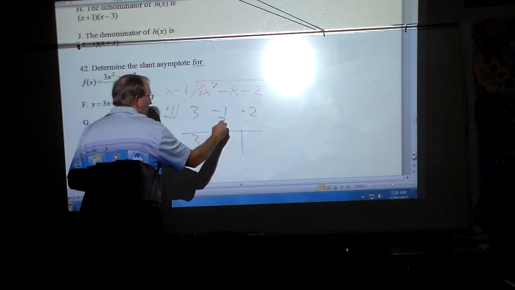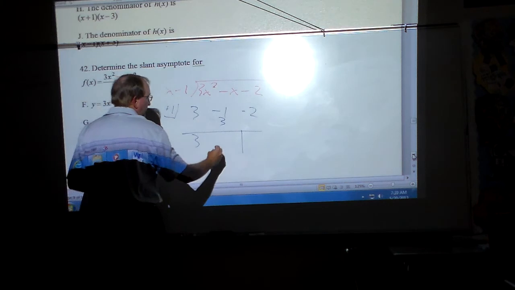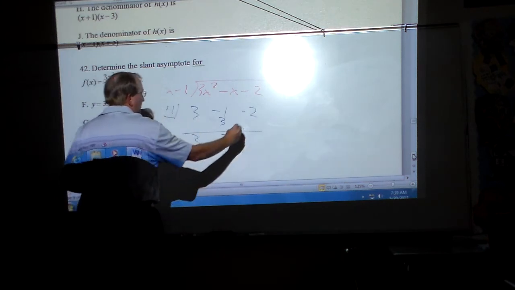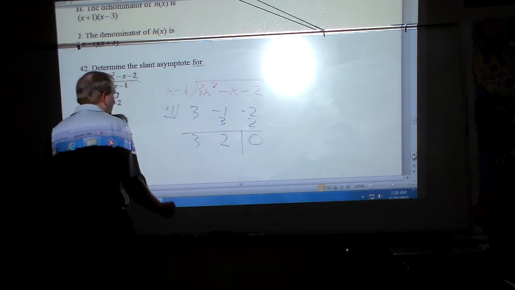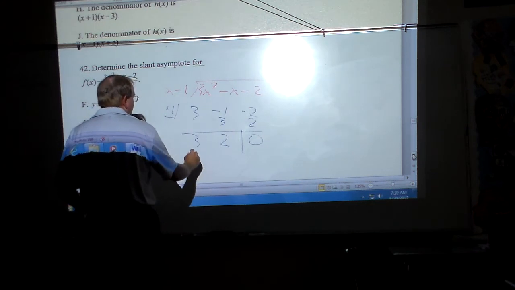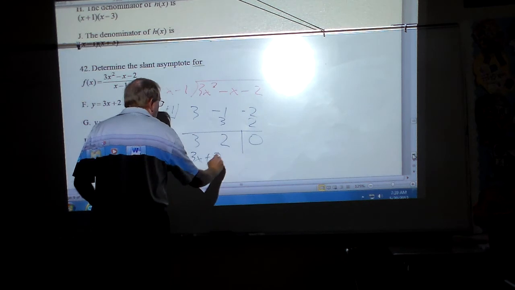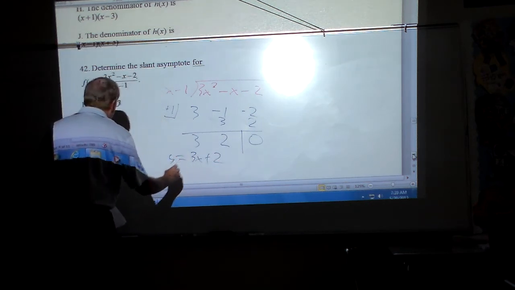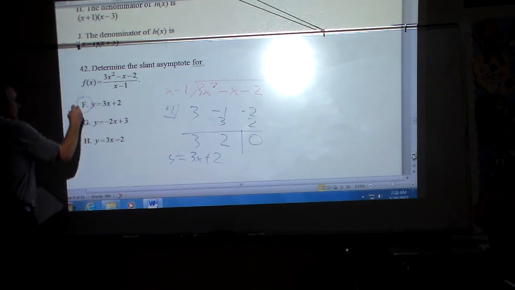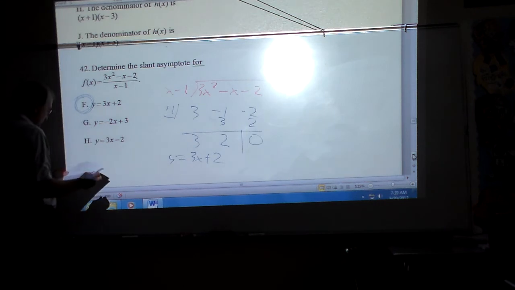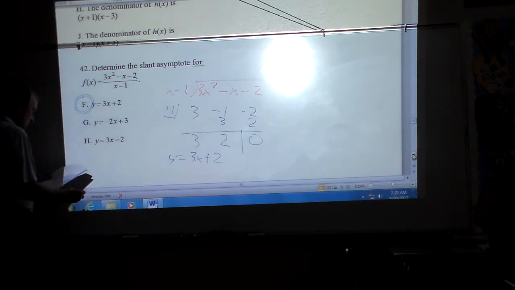1 times 3 is 3. -1 plus 3 is 2. 1 times 2 is 2, which gives that 0. So basically what we're going to have is this. Notice we started with x squared, so 3x plus 2 is our slant asymptote. Put a y equals in front of it. Y equals 3x plus 2 makes it letter F. So F was the correct answer.